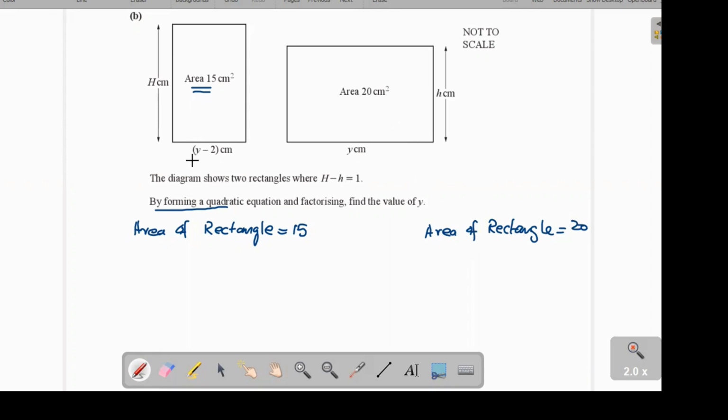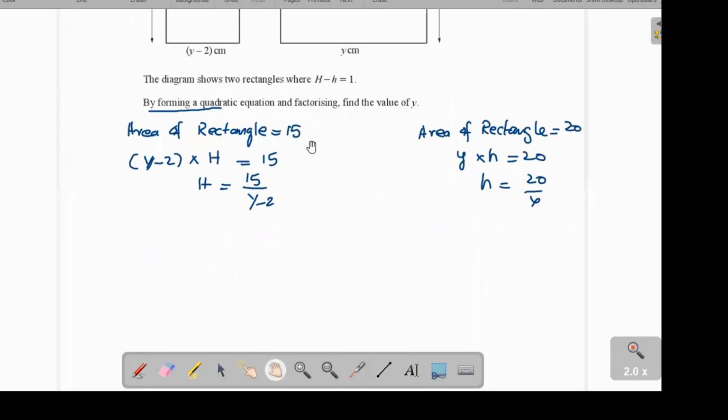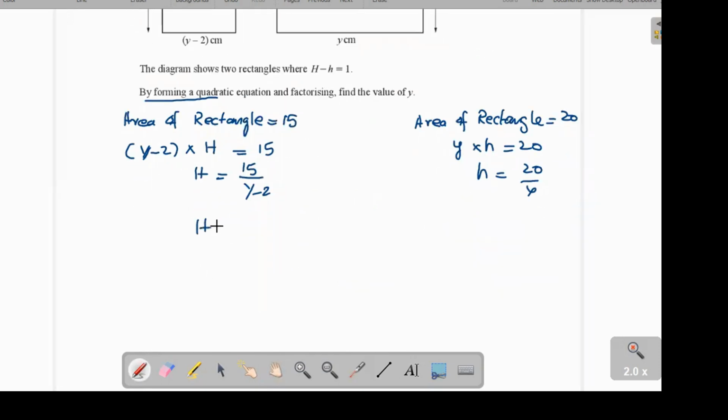Now the length is y minus 2 and the width is h, so that will be equal to 15, where h will be equal to 15 over y minus 2. In this rectangle you see here, the length is y and the width is k, with area 20, so k will be equal to 20 over y. Now h minus k is equal to 1. We can write it as 15 over y minus 2 minus 20 over y, equal to 1.